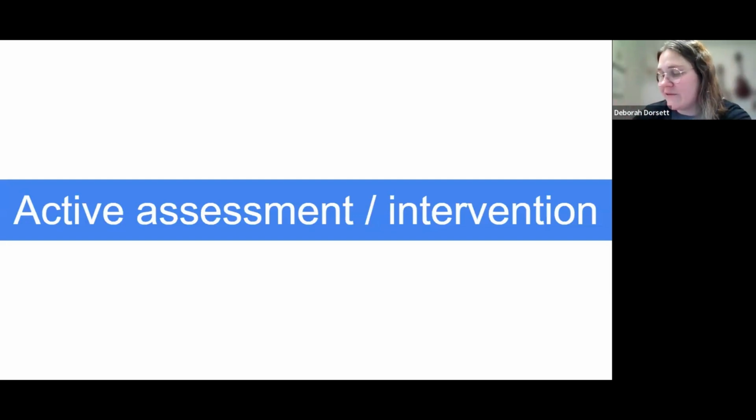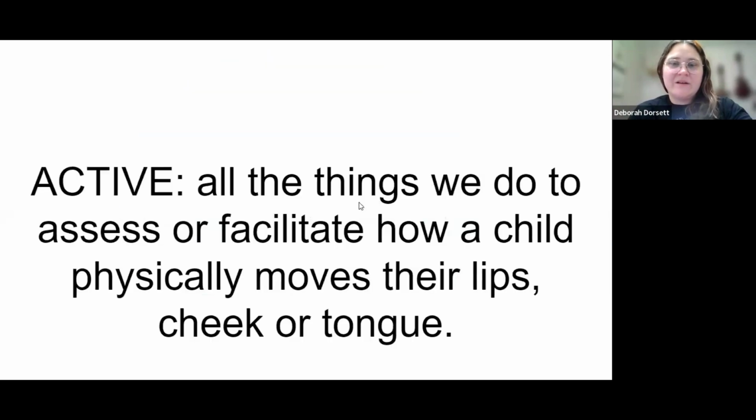Now I want you to go to the second section of your triangle, and I want you to add the word active. What do I mean by active? You might be thinking, Deb, I'm not with you, I don't know what active means. So let me remind you. Active is all the things that we do to assess or facilitate. Remember, passive was us doing hands-on to the child, but active is we're facilitating how the child is moving their structures. So how are they moving their lips, their cheeks, their tongues?